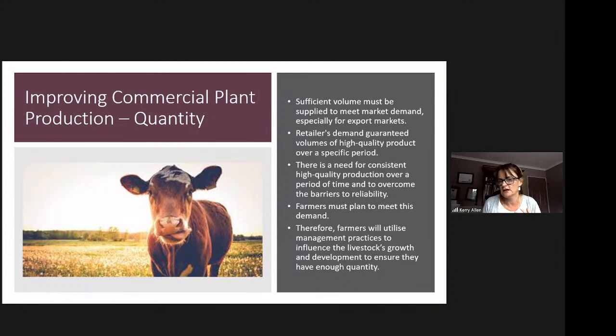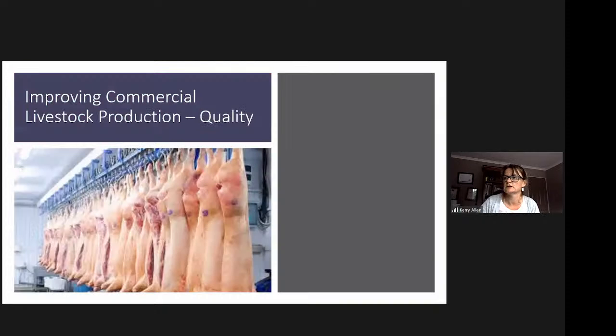If you don't meet that, you may have a negative price, or you might have a penalty to pay because you didn't meet that. It does depend on the livestock and the market you're going into. But basically, you're trying to get enough animals to market.